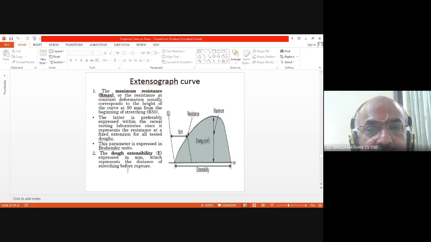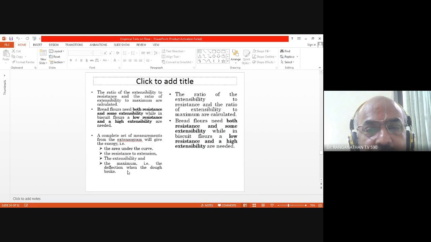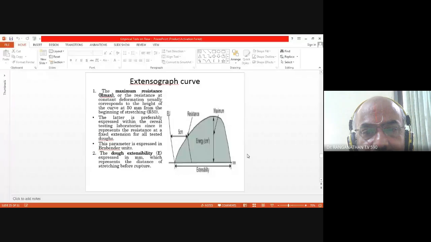Okay, fine. Now, extensograph curve. These are the various testing. This is the maximum. Okay, resistance is 5 centimeter down. The maximum is what is the resistance. So everything is given. It is in Brabender units.